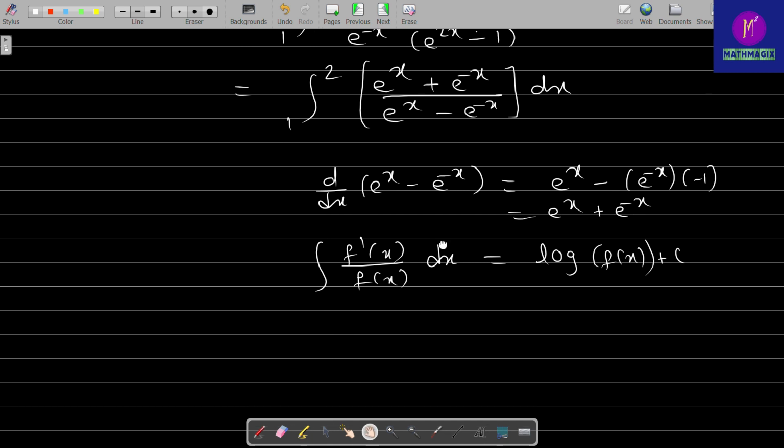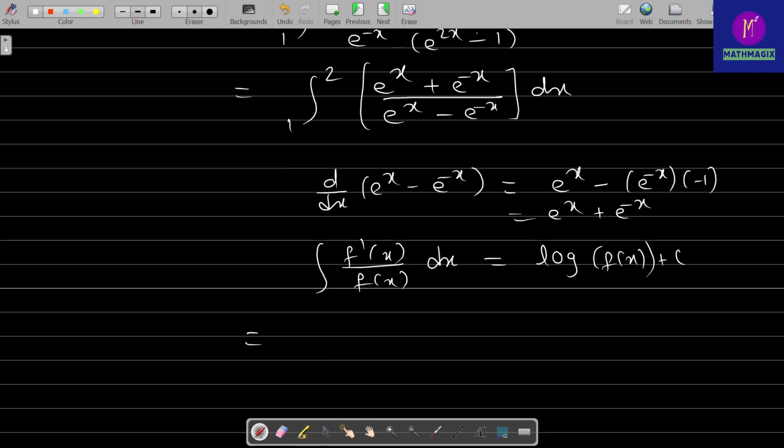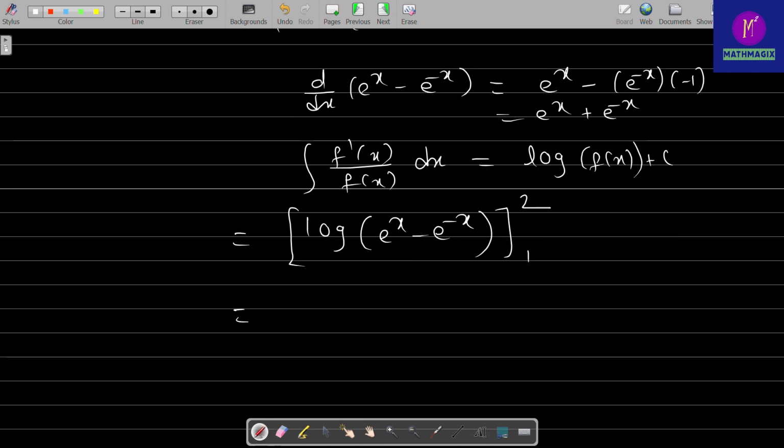So let us see what we will get at the end. The integration of this function will turn out to be log of e raised to x minus e raised to minus x. That is nothing but the denominator. We have limits here, so let us substitute the limits 1 to 2. After substituting the limits, we will get the value as log of e raised to 2 minus e raised to minus 2, minus log of e to the power 1 minus e to the power minus 1.